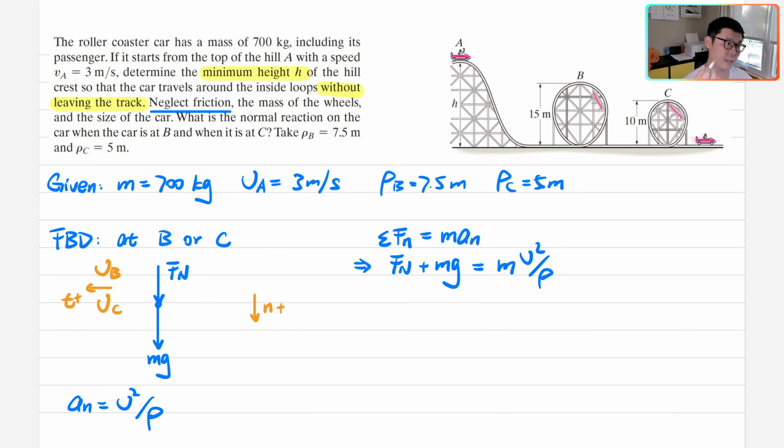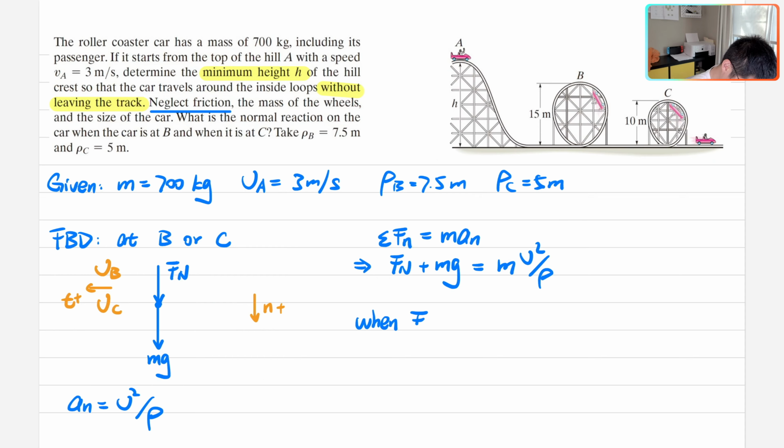On the other hand, if you do not have enough velocity, let's say your velocity is small, that means your Fn will be small. However, how small is small? When you go through point B here, there is a scenario where this car is almost going to leave the track, but not leaving the track yet.